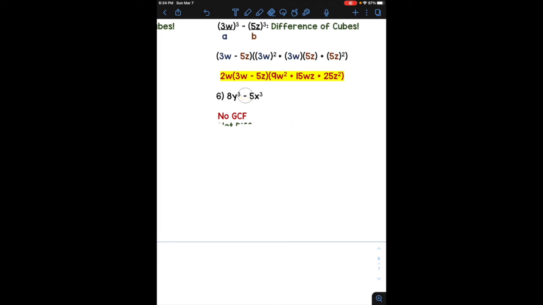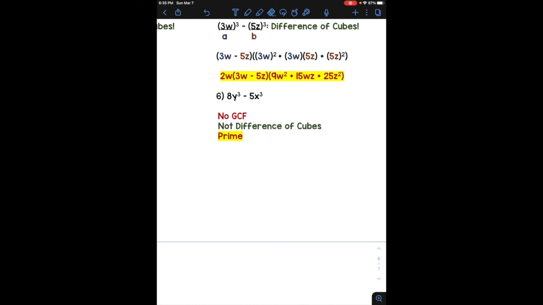If there's no GCF and it's a difference with two terms being cubed, let's check to see if I can write it as a difference of two cubes. However, in this case, although we can find a term that multiplies times itself three times to get 8y cubed, which is 2y, there is no term or value that would multiply times itself three times to get 5x cubed. So since I can't write it as a difference of squares or a difference of cubes, in this case we cannot factor it.